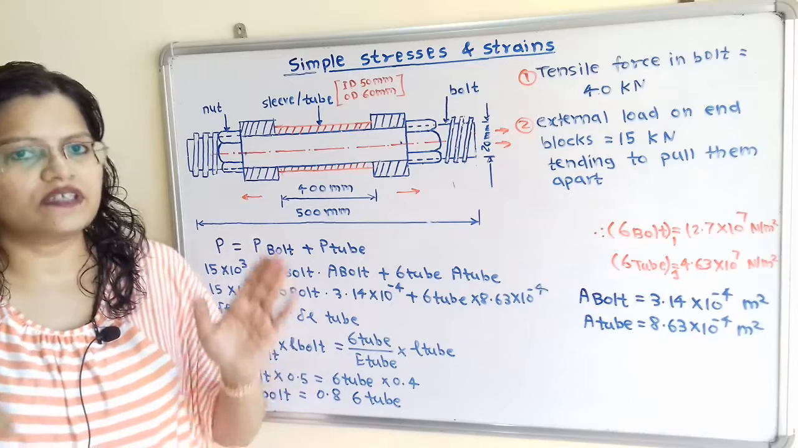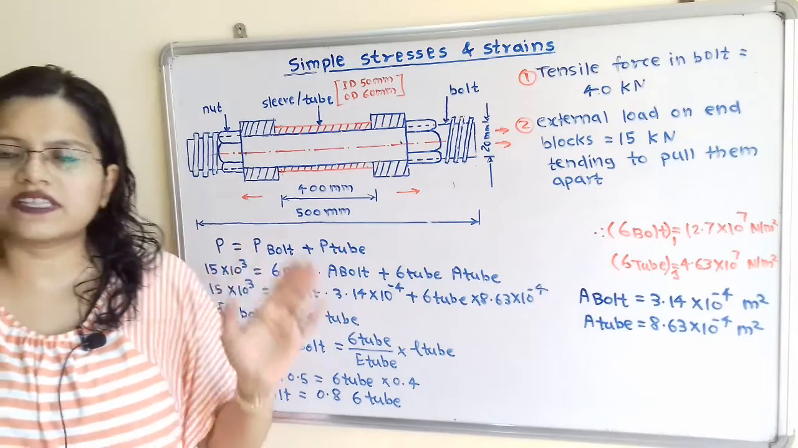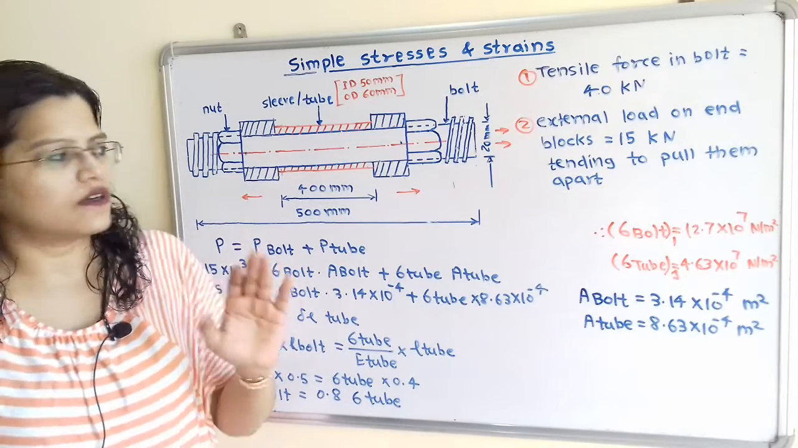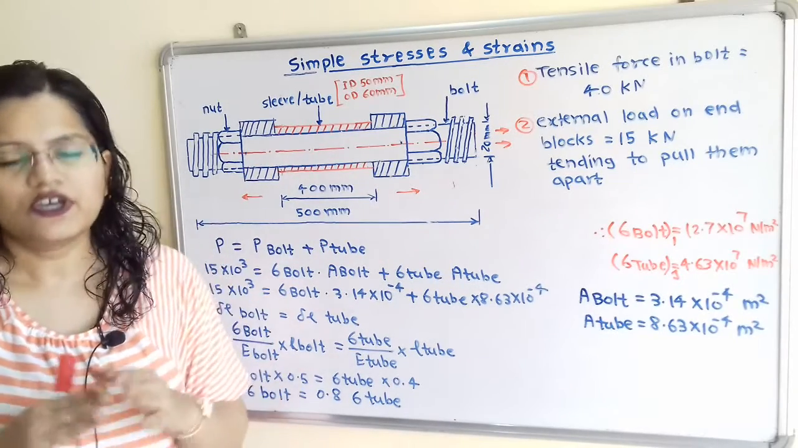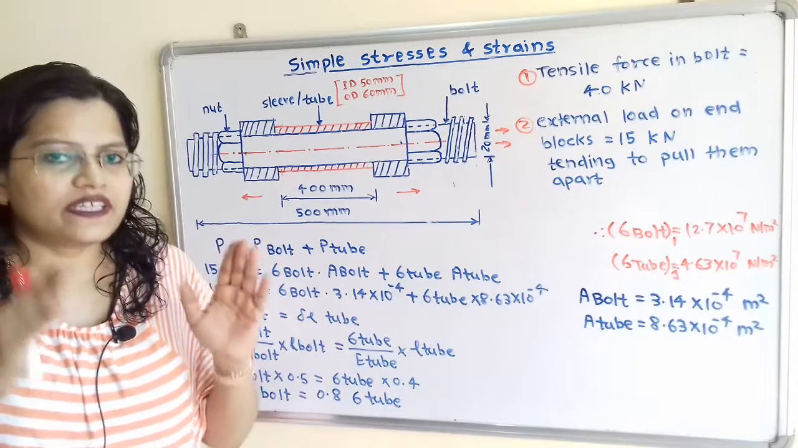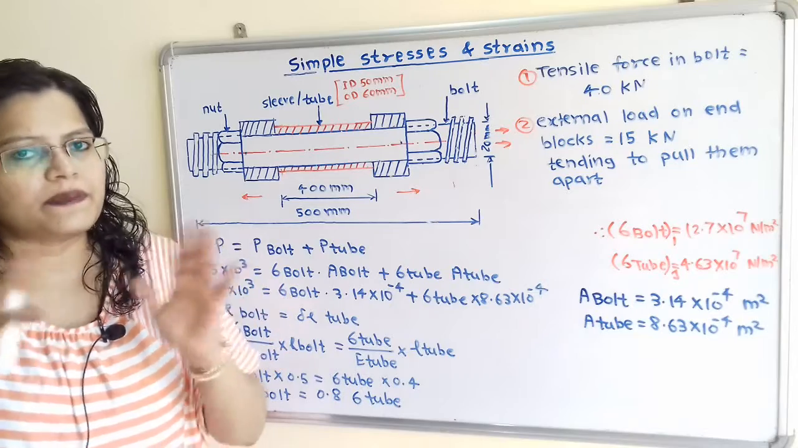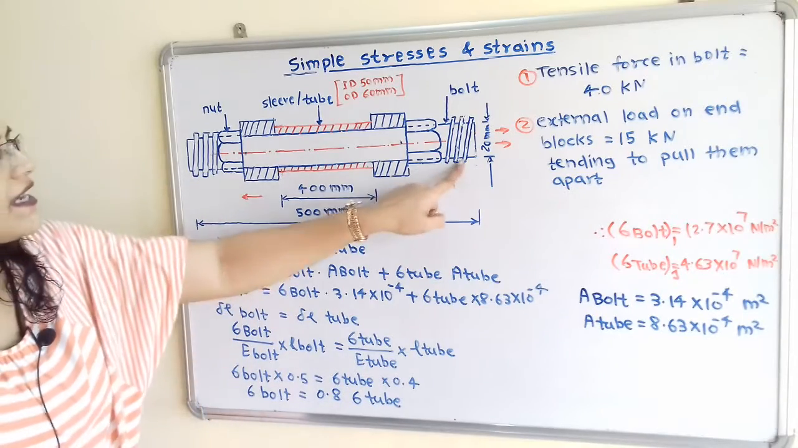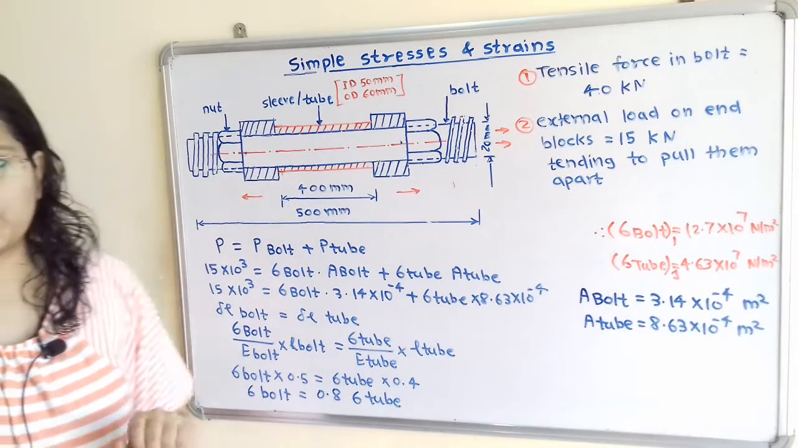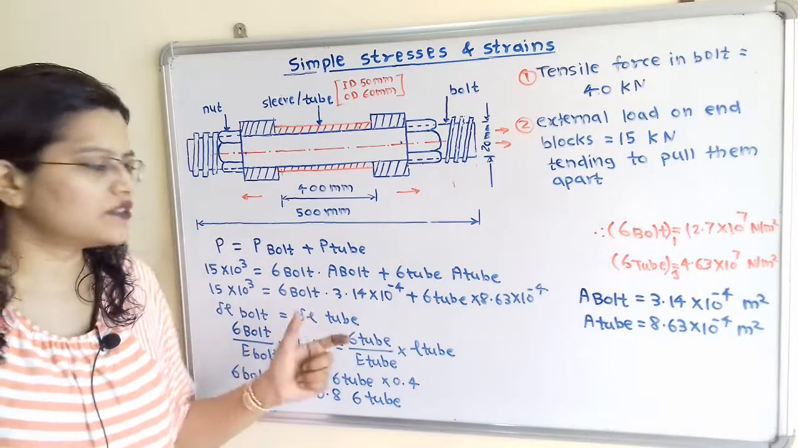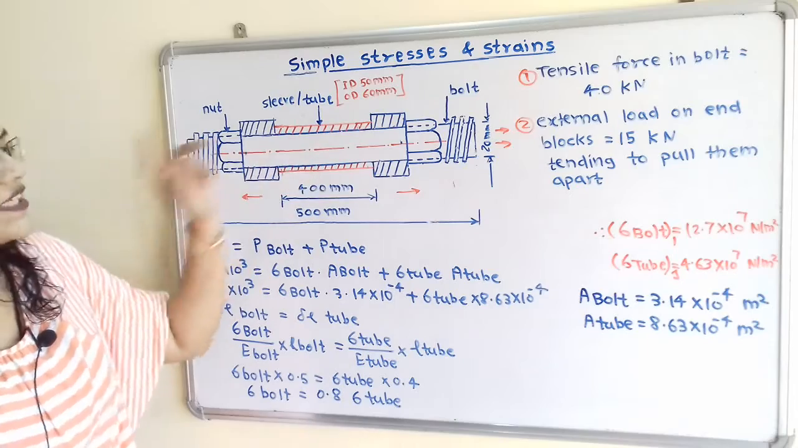And second condition, strain produced in bolt is equal to strain produced in the sleeve or tube. But if we observe, the length of this bolt and length of the tube is given different. So for the different length, instead of strain, we can say that elongation or contraction will be same. That means change in length delta L in the bolt is equal to change in length delta L in the tube. So these two conditions we are going to use, and we will find out the stress in the bolt and stress in the tube.